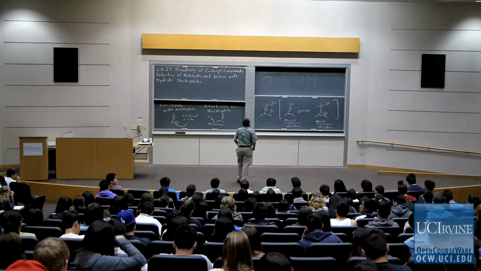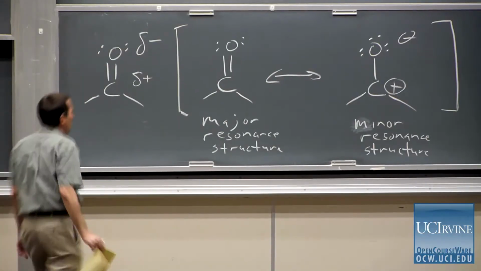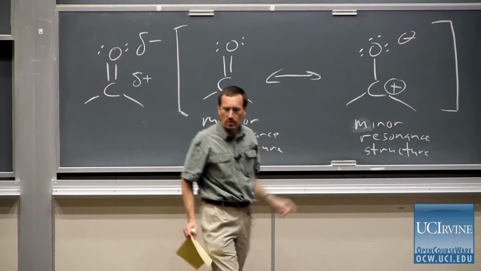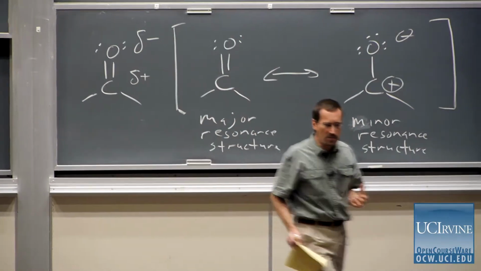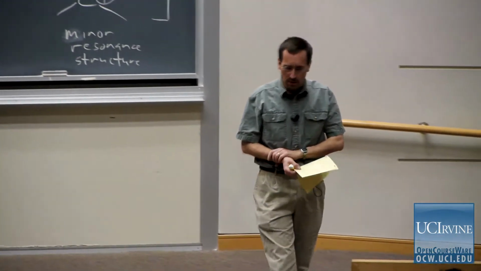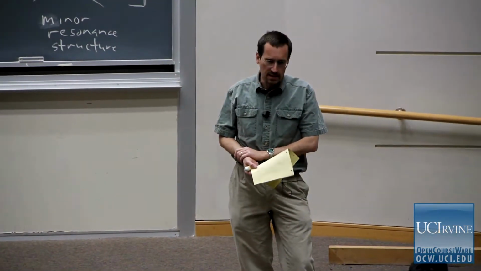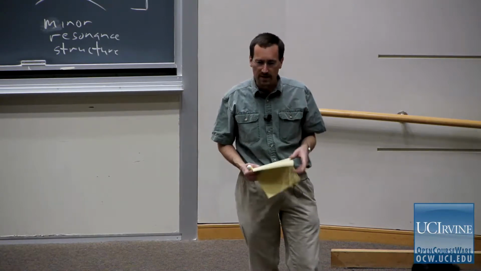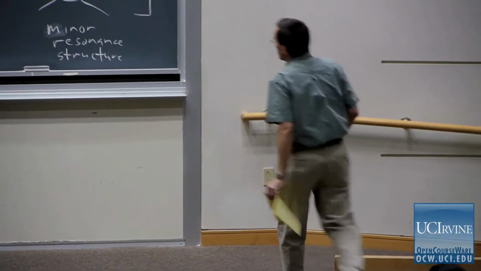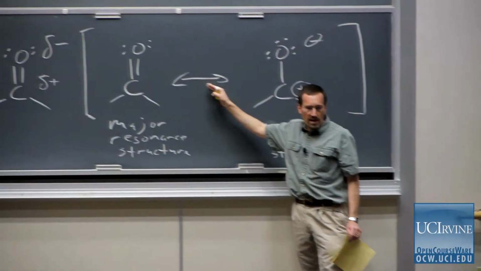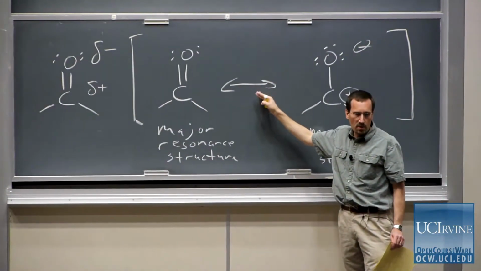The other thing I'll point out is we're going to be focusing a lot on arrows in this course. We'll use them to think about and communicate ideas of electron flow, of equilibria, and of resonance. And there are different types of arrows that we use to communicate different ideas. The double arrow, like this, communicates resonance. It communicates that it's both structures.